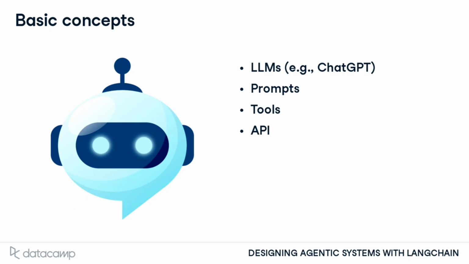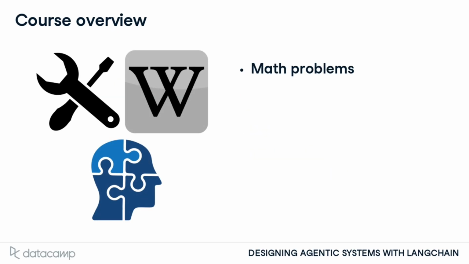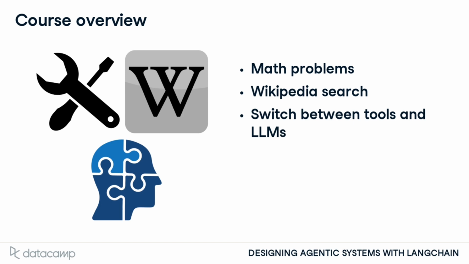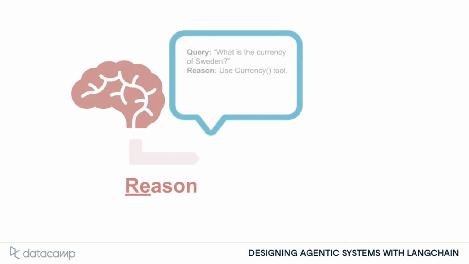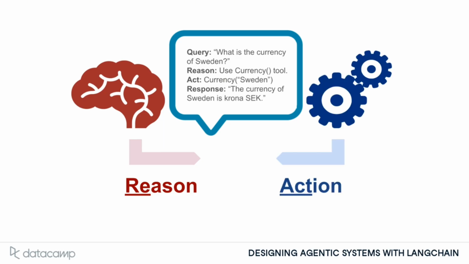LangChain is a framework for building powerful AI agents using these components. Our agents will use tools to solve math, use APIs to search Wikipedia, and determine when to switch between LLMs or tools based on a given task. Agents can reason and act. For instance, an agent could reason that it needs a currency tool to search for a specific currency and return the response. This agentic framework is called ReAct, short for reasoning and action.